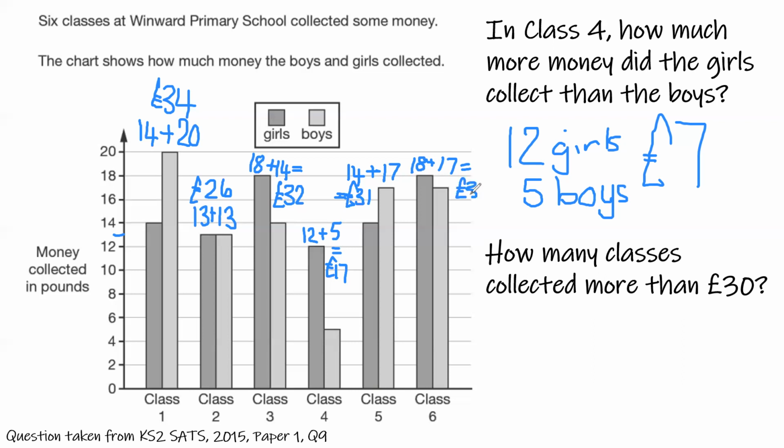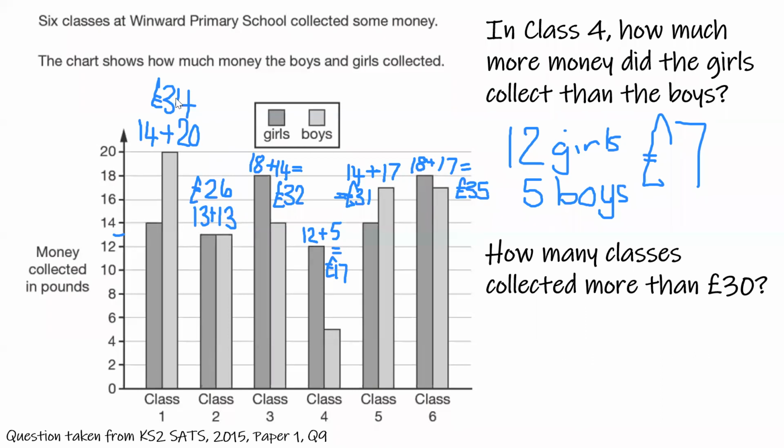Okay, so now we need to go back to the question and check exactly what it's asked. So after you've done all that maths, it's very easy to forget exactly what the question was asking us. So I always encourage you to go back to the question, have a read through it just to check what you're supposed to be working out. So we've been asked, how many classes collected more than £30?